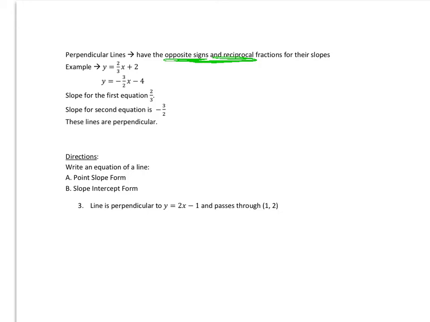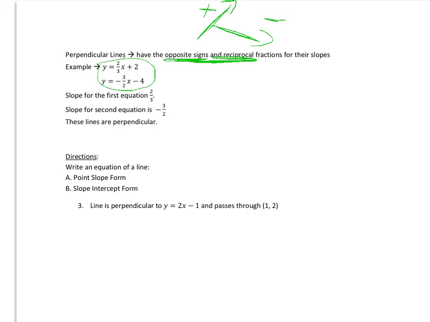Here's an example right here. If you graph these two lines, they would intersect. This is what it would look like. One line would probably look something like this, and the other line would probably look something like this. Now you can see when I draw this, this line has a positive slope because it goes up left to right. This line goes down left to right. So this has a negative slope.